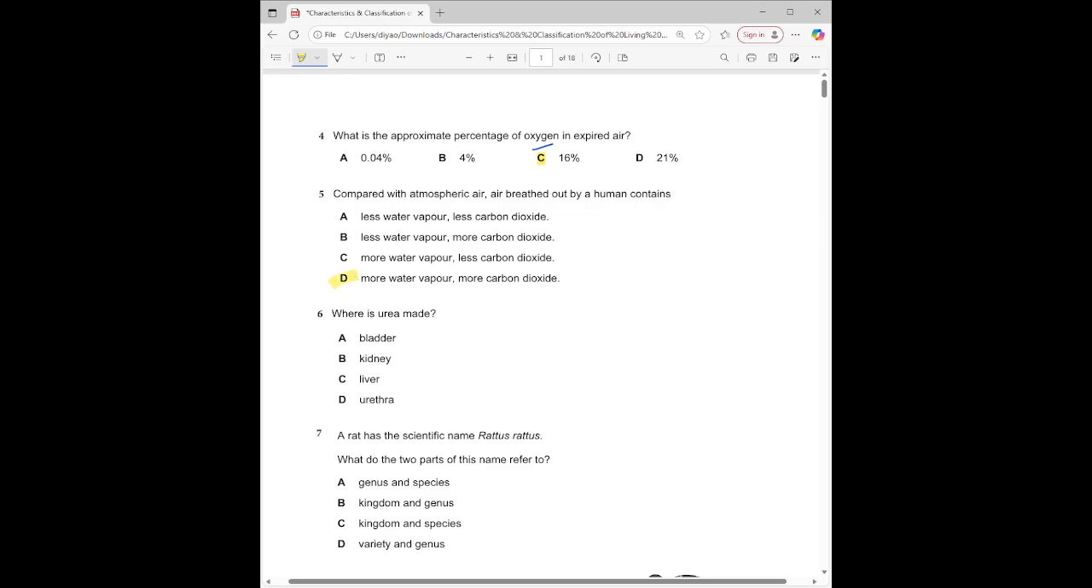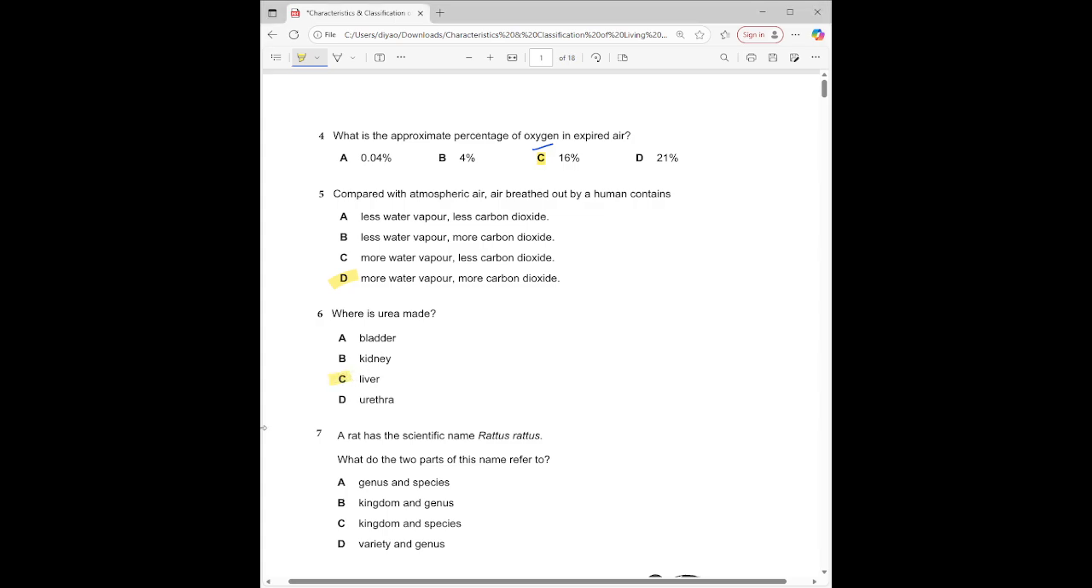Okay, where is urea made? Let's trace the path of waste in our body. Proteins are broken down into amino acids. The liver changes the extra amino acids into urea, a nitrogen-containing waste. That urea is then carried by blood to the kidneys, where it's filtered out into urine. So urea is made in the liver, not the kidney, not the bladder, not the urethra. It's the liver.